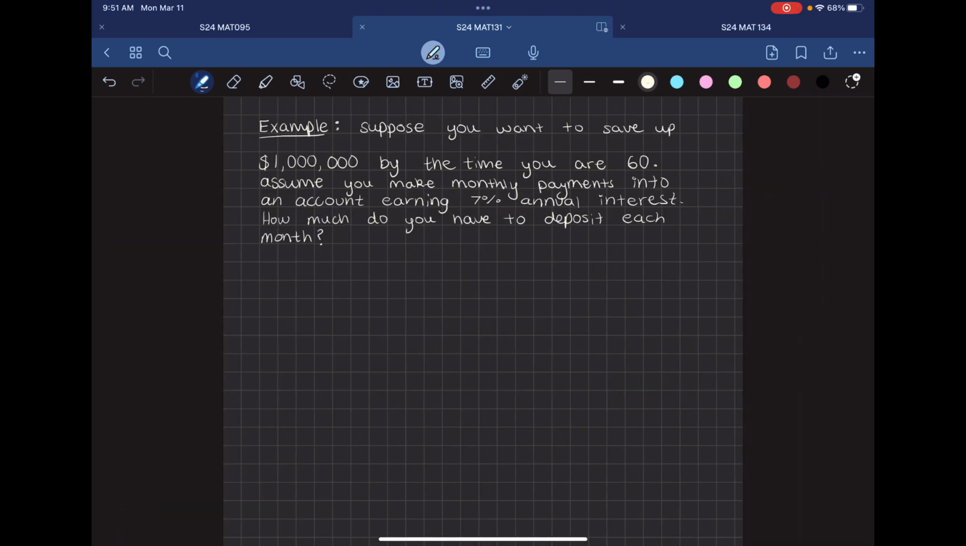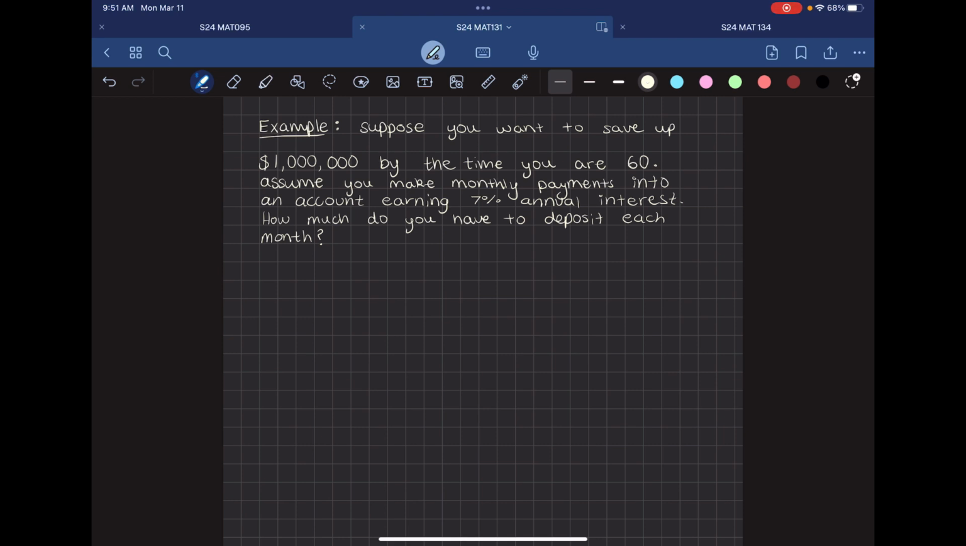Okay, so next problem. In the previous problem, we said, okay, we can afford to put $400 aside for the next 10 years, figure out how much we end up accumulating. This problem is basically saying, okay, we know our goal. Our goal is to have $1 million by the time that we're 60. And we want to figure out how much we need to start putting aside each month if we want to obtain this goal. And you can use the savings annuity formula.